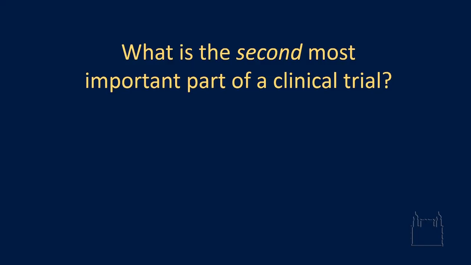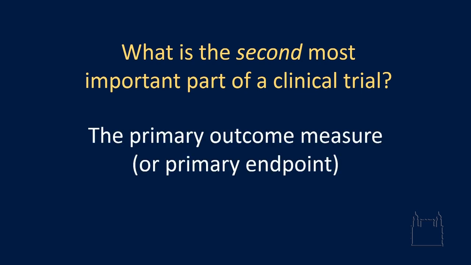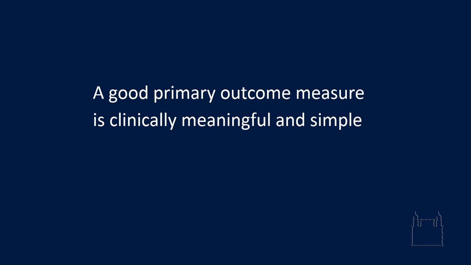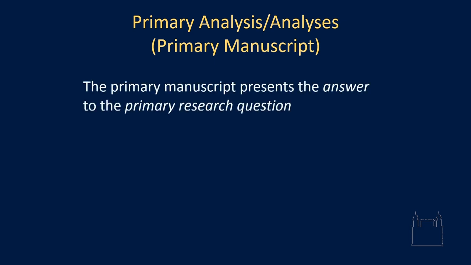And we talked about the second most important part of a clinical trial, and it's the primary outcome measure or primary endpoint. And we also talked about a good primary outcome measure is clinically meaningful and simple. So I'm not going to go over those. What is a primary analysis or primary analyses? What's the primary manuscript? That's just a name.